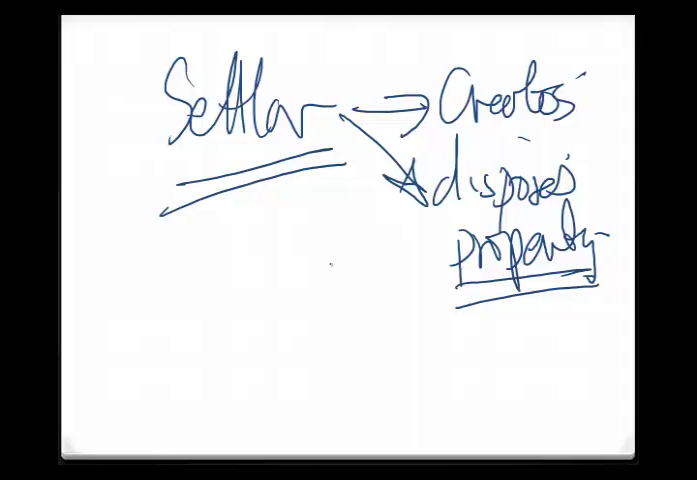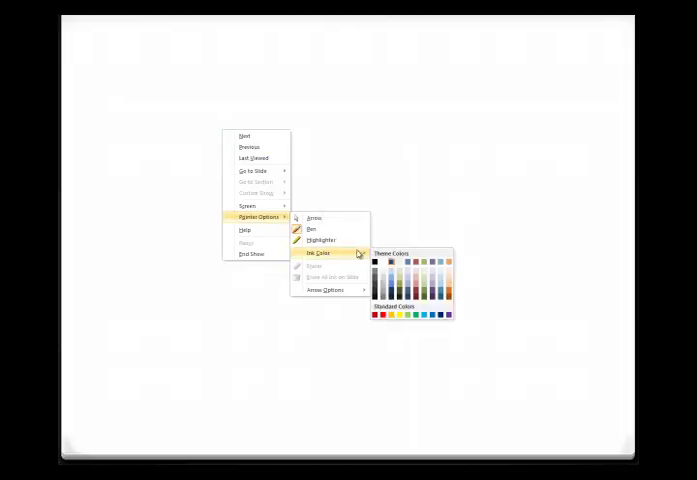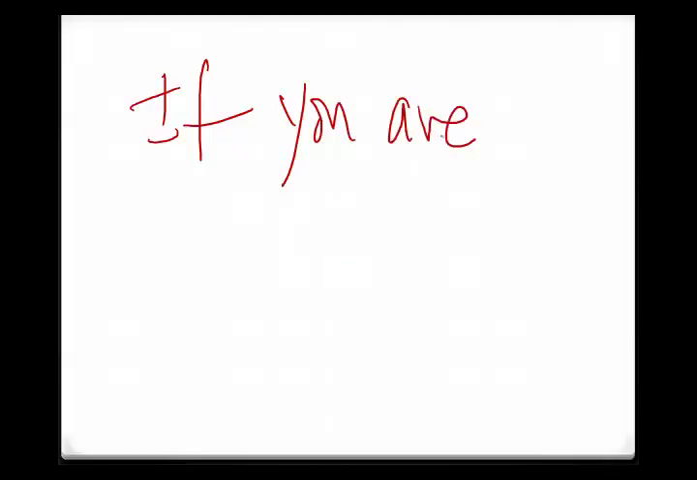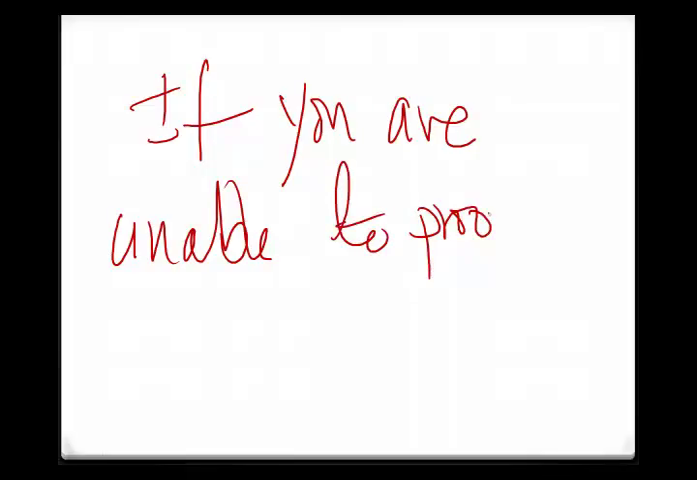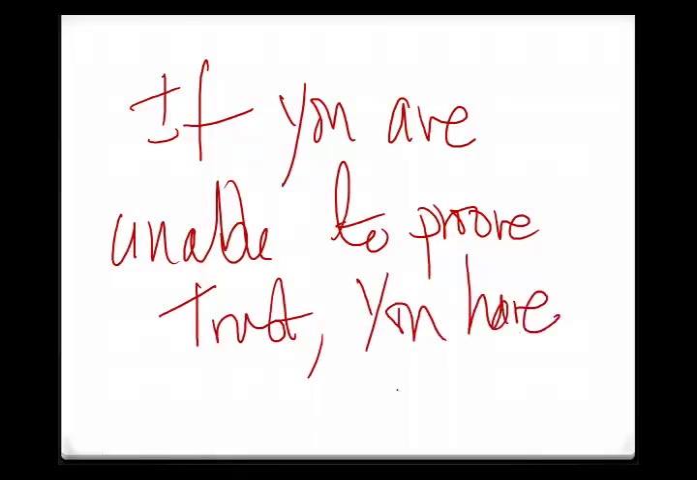So we're just introducing enforcement. So I'm saying, first of all, if you have no trust, if you can't prove a trust, you have none. All right? If you're unable to prove a trust, you have none. I'm sorry to repeat myself, but it is vitally important. I'll write it down. If you are unable to prove a trust, you have none.